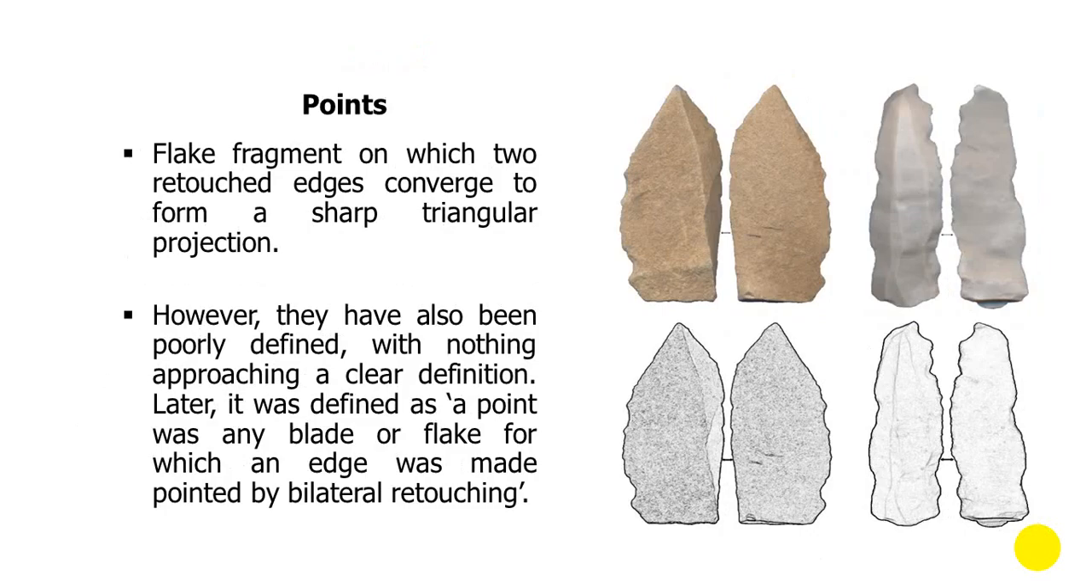The next category is point, and you can see the distal edge is slightly narrow at the end. It is a flake fragment on which two retouched edges converge to form a sharp triangular projection. However, they have also been poorly defined, with nothing approaching a clear definition. Later it was defined as any blade or flake for which an edge was made pointed by bilateral retouching.